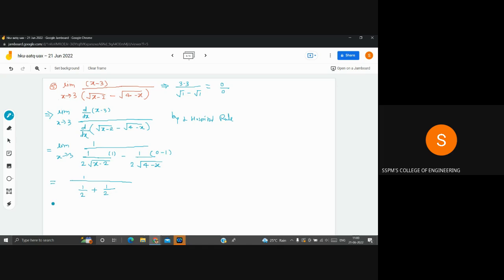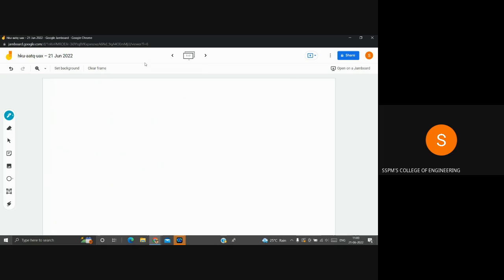And half plus half is full. Right? It is full. Means 1 by 1, which is 1. So 1 is the finite limit of the function as x tends to 3. So at the initial stage, you are getting the limit in the form 0 by 0, that is indeterminate. If in the first step you get the limit 0 by 0 or infinity by infinity, then you apply L'Hospital's rule. So it is most important. Okay.